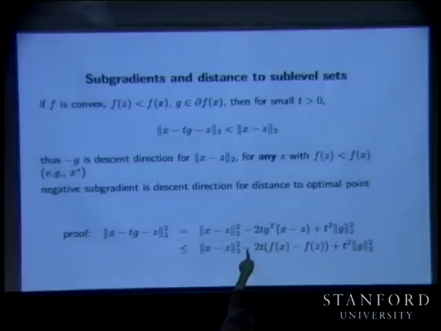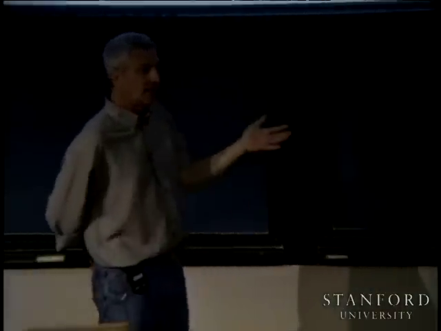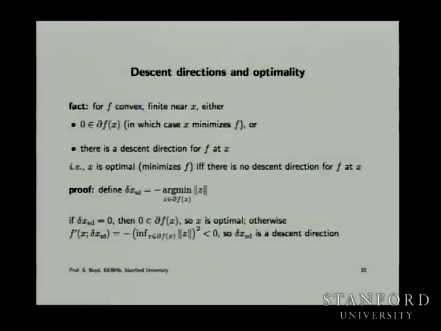And so that's a minus sign. t is positive, so this is the good term, and that's the bad term. But the good term scales like t, and the bad term scales like t squared. So for small enough t, the good term overwhelms, and this thing is strictly less than that. Okay? So that's the picture. Just save that as an idea.